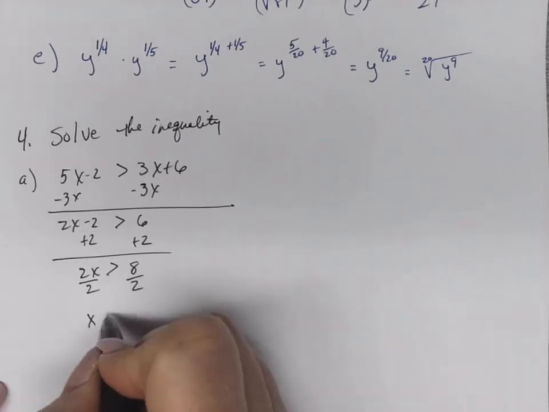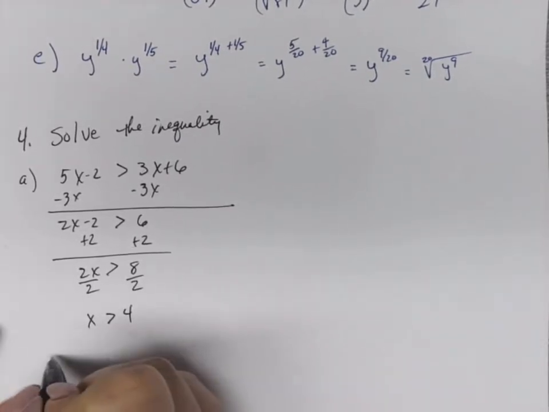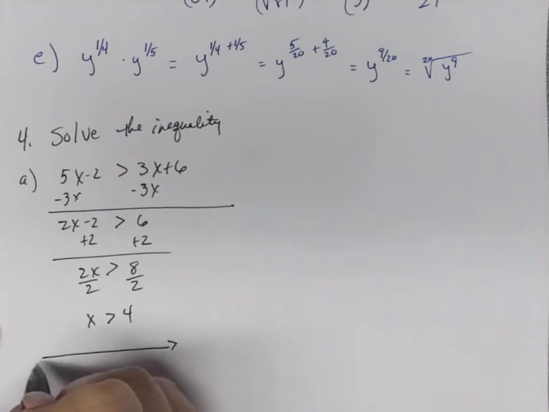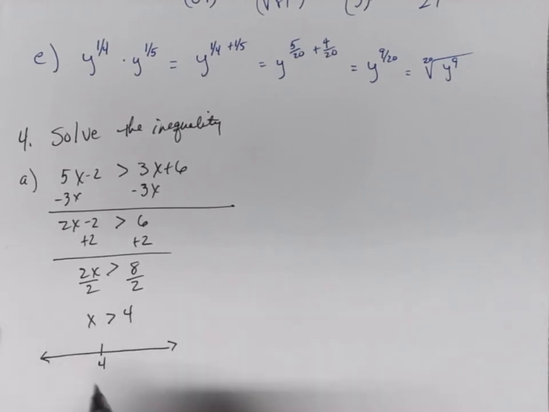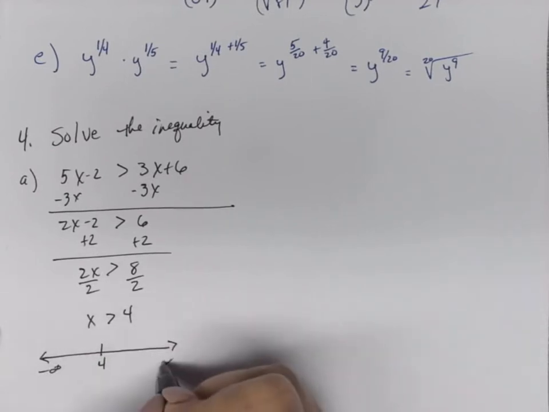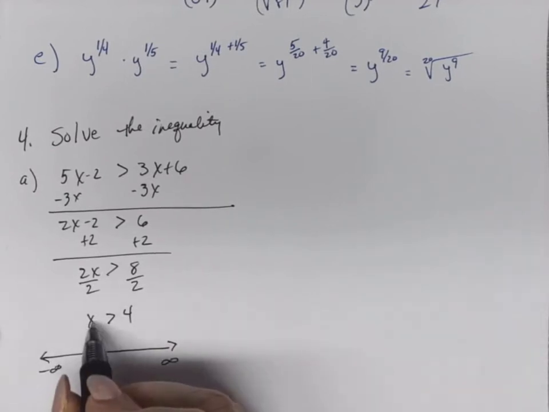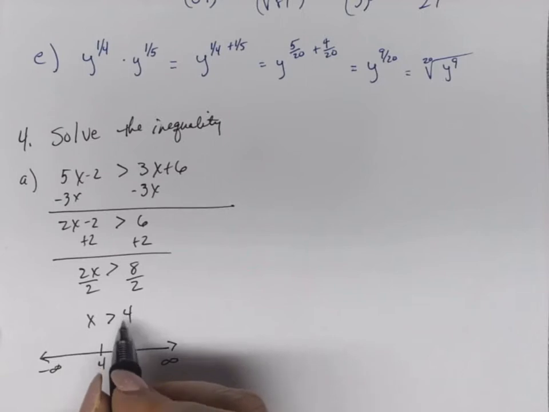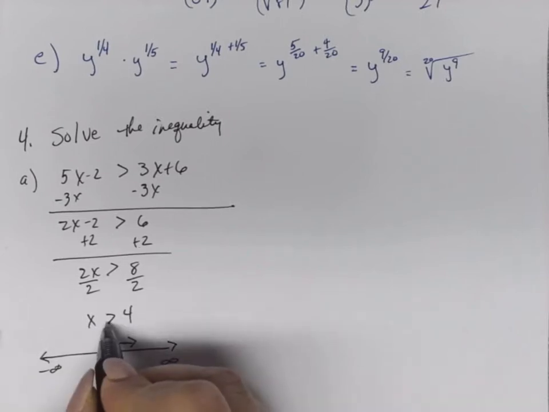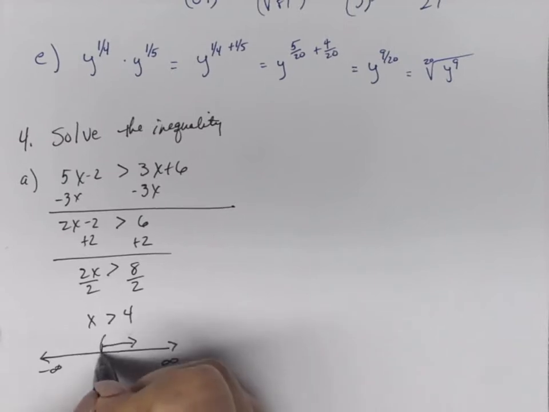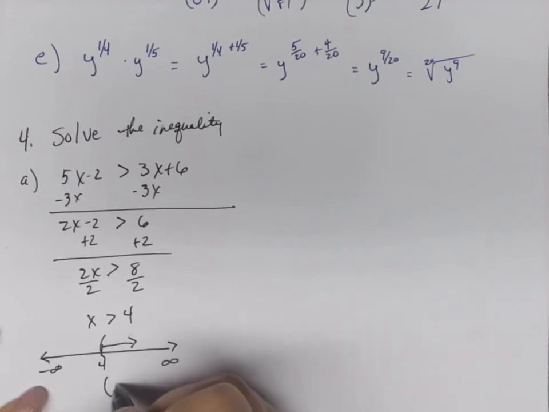And we have x is greater than 4. So now we're going to draw it on a number line. All you need are the numbers you're using. You need the 4 and you need the infinities. X is greater than 4. Greater than goes to the right. And because we don't have an equal to part, it will be a parenthesis. And our interval notation would be 4 to infinity.